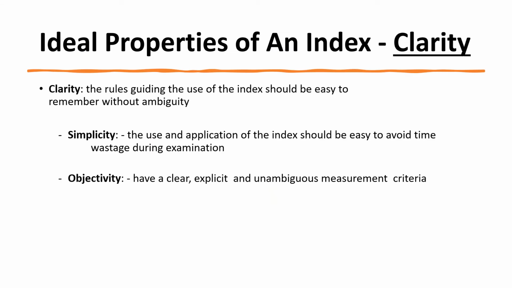Clarity. How do you know that an index is clear enough for use? How do you measure the clarity of an index? First of all, what is clarity? The rules guiding the use of the particular index that you are trying to apply should be easy to remember without causing confusion. So you cannot have an index to use, and every time you want to use the index, you need to ask Google, how do you use this index? Because the rules are so complicated, you can't even remember how to apply them.